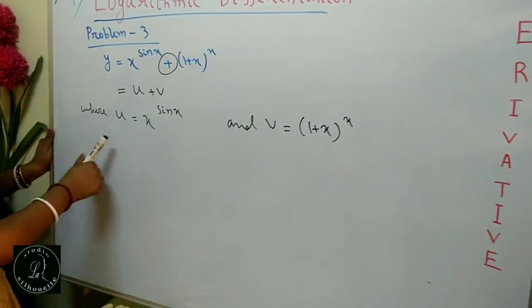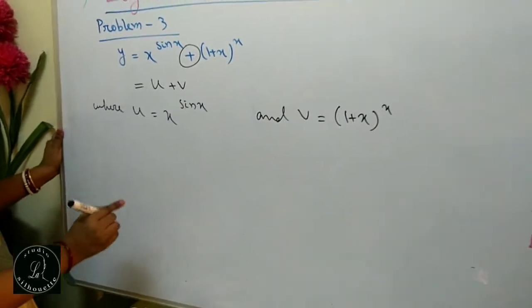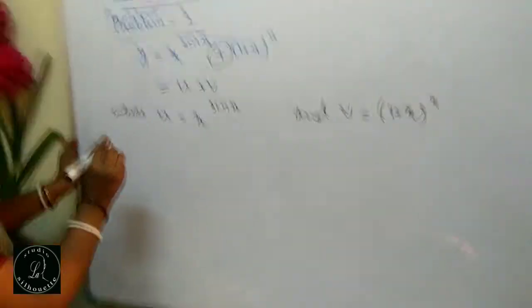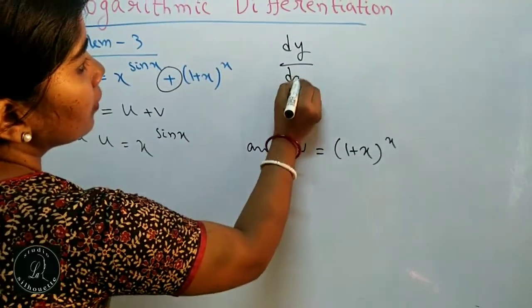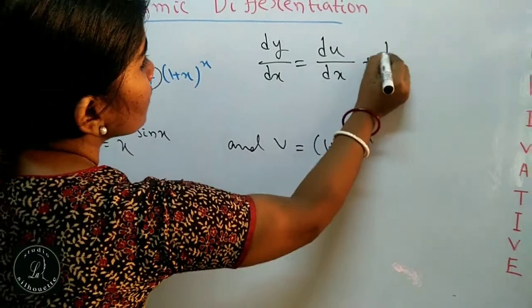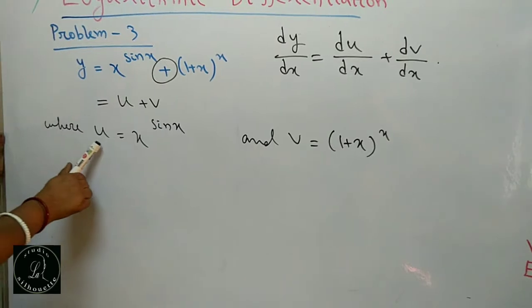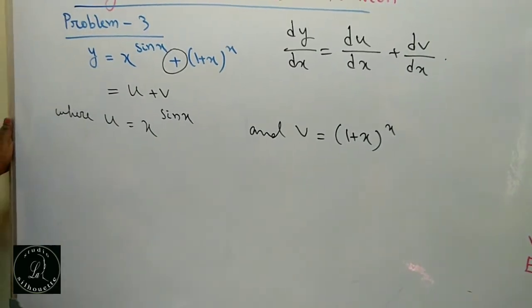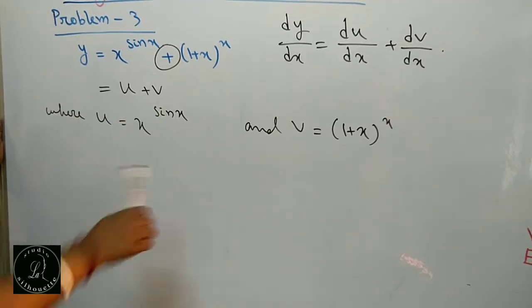So separately we will find the derivative of u and derivative of v, and then we will write dy dx equal to du dx plus dv dx. Now how to find the derivative of u and v we have already done in the last two problems. This is problem number 1 and problem number 2 is this one.